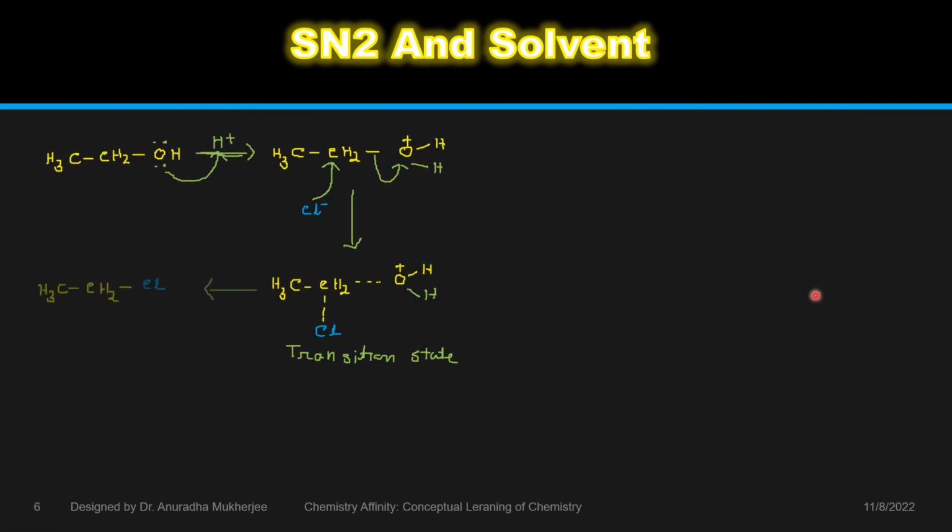Now the solvent which is needed for the SN2 reaction. In this example, ethyl chloride is the substrate and Cl- is the nucleophile. And in the SN2 reaction, leaving group leaving and nucleophile attack happen together. So this is a transition state where you can see that the leaving group is leaving and the nucleophile is attacking, and finally we are getting the product.